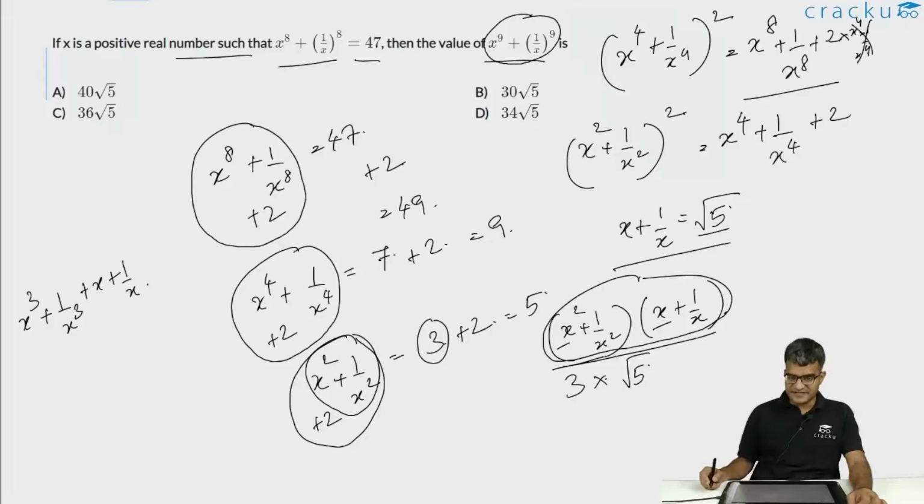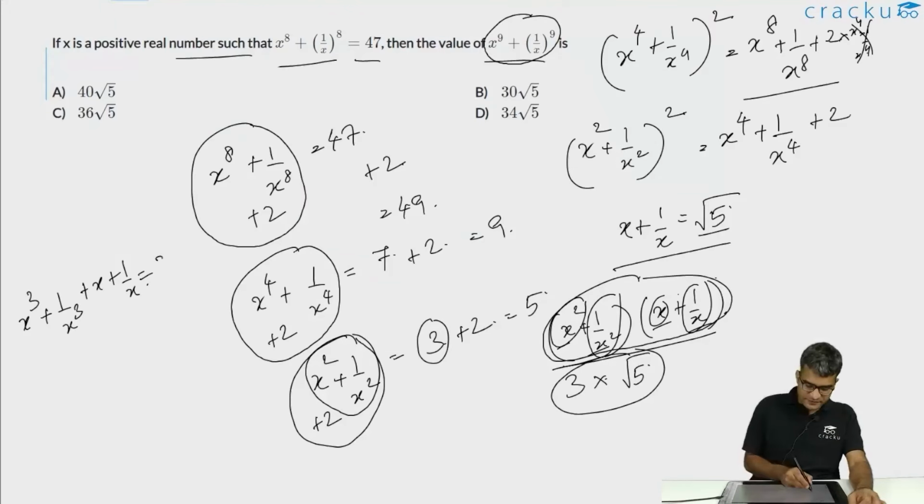X square into x is x cube. 1 by x square into 1 by x is 1 by x cube. X square into 1 by x is x. 1 by x square into x is 1 by x. This, like we have calculated already, is equal to 3 root 5. We know that x plus 1 by x is equal to root 5. So the value of x cube plus 1 by x cube will be equal to 2 root 5.